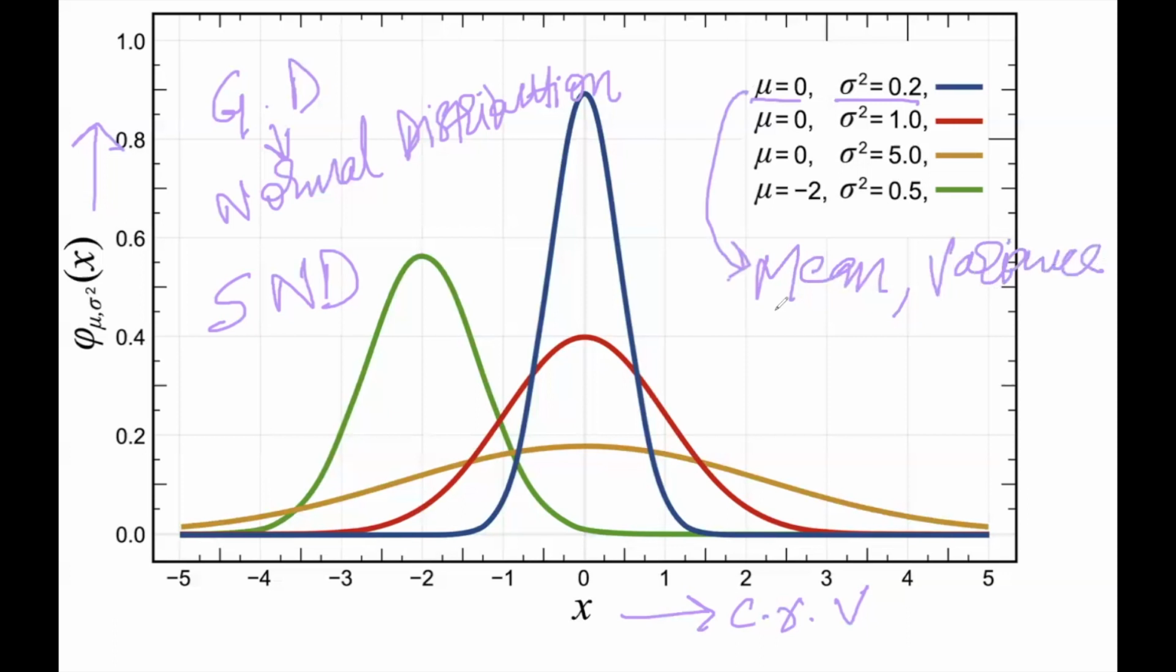V-A-R-I-A-N-C-E, variance. For a Gaussian random variable, mu is nothing but the average value or the mean value, and sigma square is basically the variance. So this sigma square is my variance. If this x behaves like a Gaussian distributed random variable, with mean 0 and variance 0.2, then its PDF will look exactly like this blue curve.